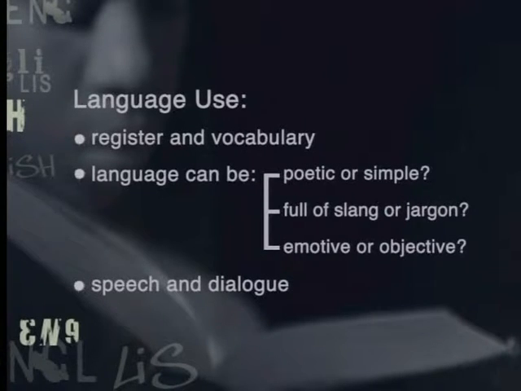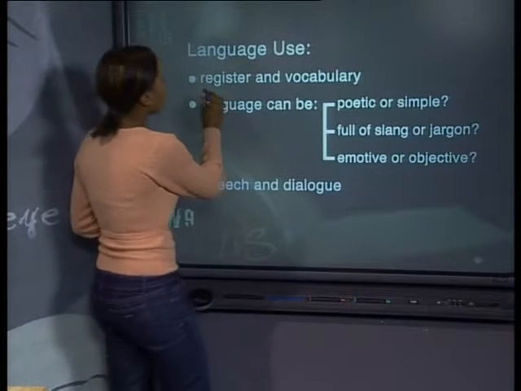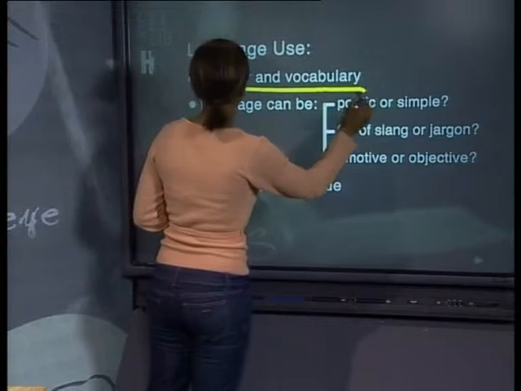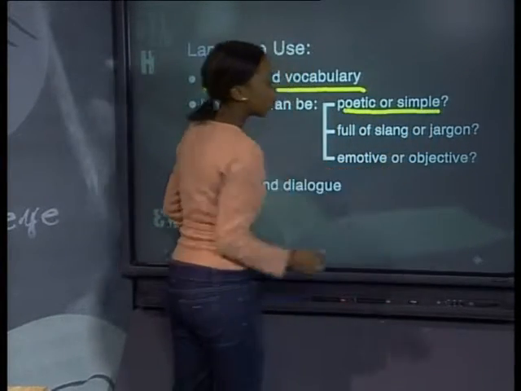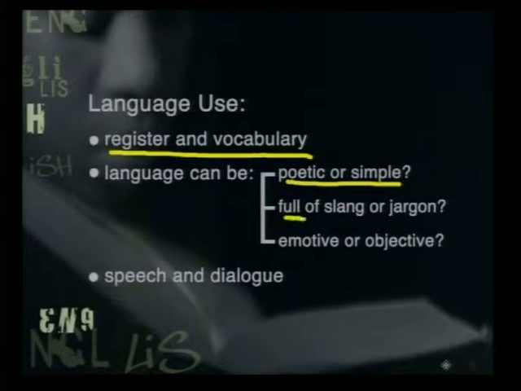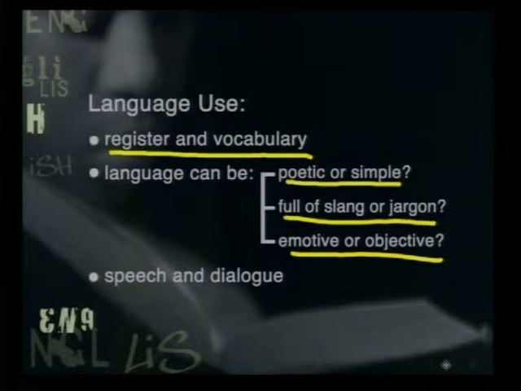When we consider the language used in a short story, we must think about the register and vocabulary. Language can be poetic or simple, full of slang or jargon, emotive or objective, and finally, speech and dialogue.